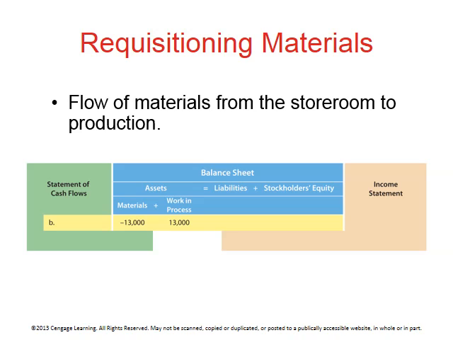So requisitioning materials means that we're taking the materials from the storeroom into production to use. So our entry to record this is we're going to reduce our raw materials inventory by $13,000 and increase our work in process inventory by $13,000. So they go from being raw materials to being work in process because we're going to start to use them.